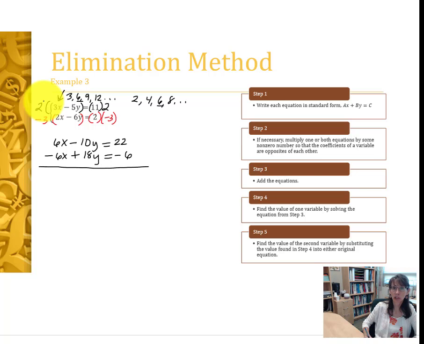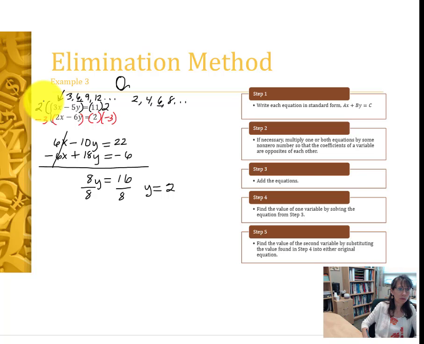When I add these equations together now, you can see that 6 and -6 are going to be eliminated, and that's why this technique is called elimination method. We do, however, have some y remaining. -10 and +18 gives us +8y. And 22 minus 6 gives us +16. To finish this off, we're going to divide by 8, and therefore the y value is 2.